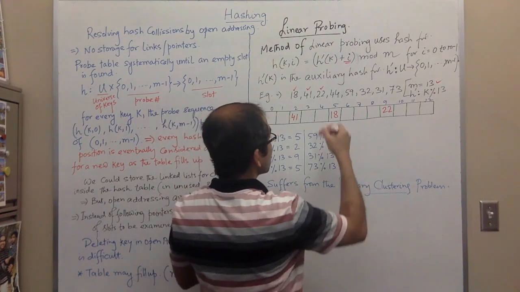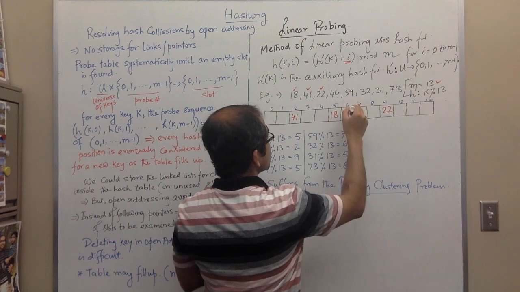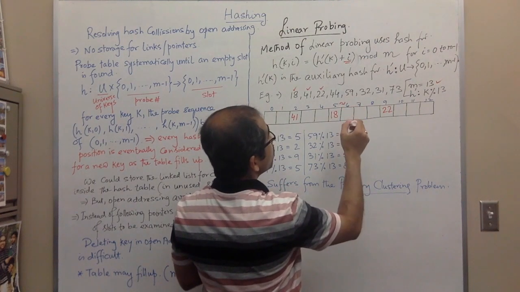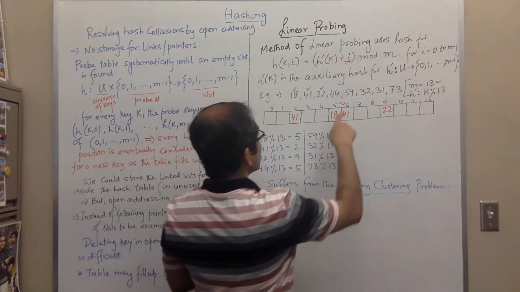So when you go for i equal to 1, we go for the next position. That's this position, and we find this is the position which is empty. So we put 44 there.